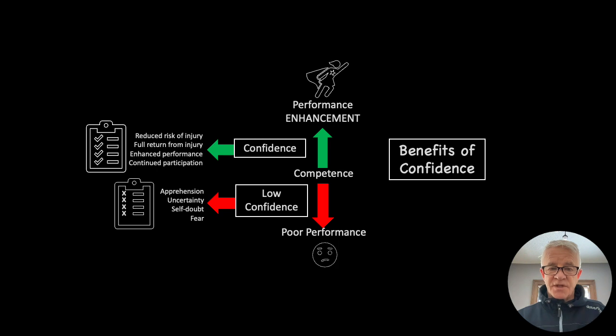So this slide also illustrates that a person who has a certain amount of competence, and you'd expect their performance to be good, if they exhibit low confidence, we typically see lower performance levels. So let's look at the benefit side of this graph. People that are competent and confident have a reduced risk of injury, and have faster and a full return after injury. They tend to demonstrate enhanced performance compared to those who don't have confidence, but at the same competence level. And then they also have continued participation. They'll stay in the game longer.